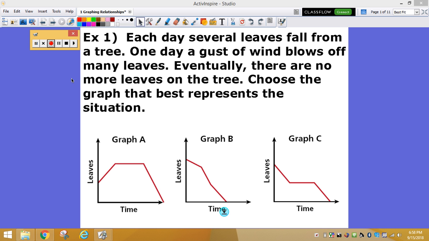Alright, hopefully you paused it and read through it. So we're talking about leaves falling from a tree. Let's look at the important parts. One day, a gust of wind blows off many leaves.